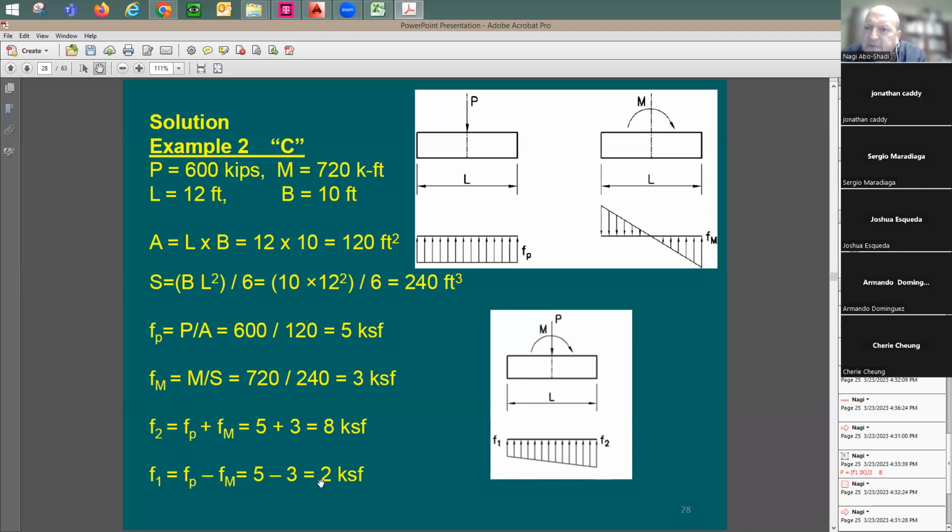Are you guys following this example clearly, or are we good about this example? Yeah. Okay.